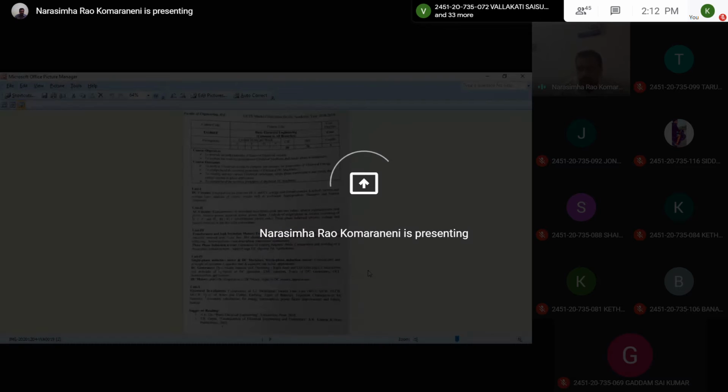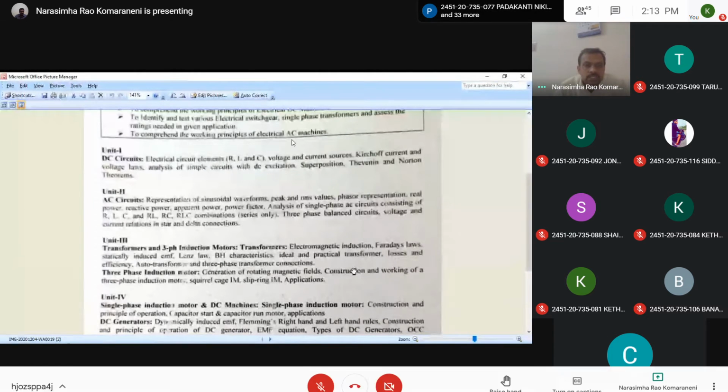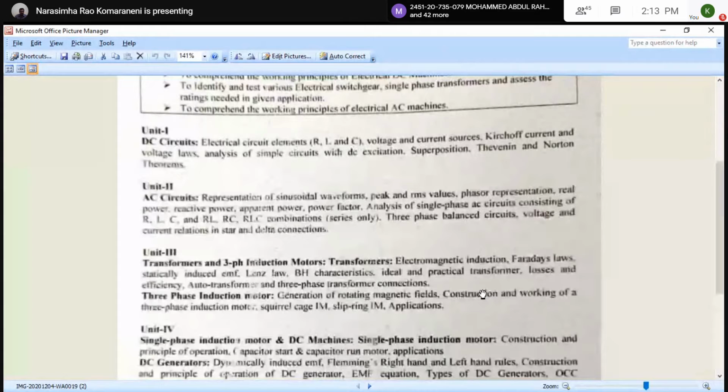See this one, is it visible? So in our syllabus, the first unit is DC circuits. You have Kirchhoff's voltage law, Kirchhoff's current law, Thevenin's theorem, and Norton's theorem. Up to this first unit, I will cover.